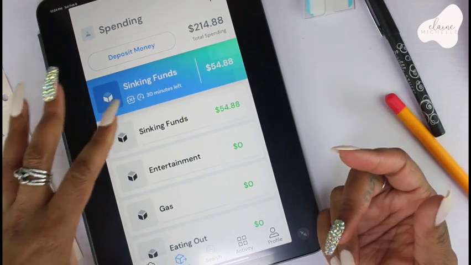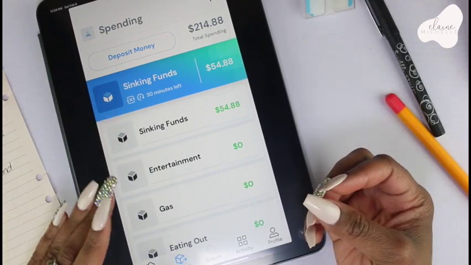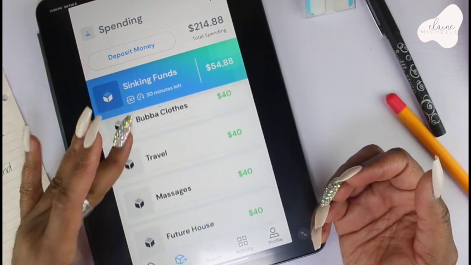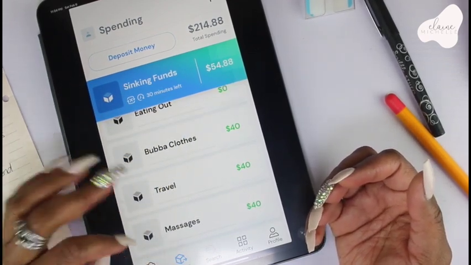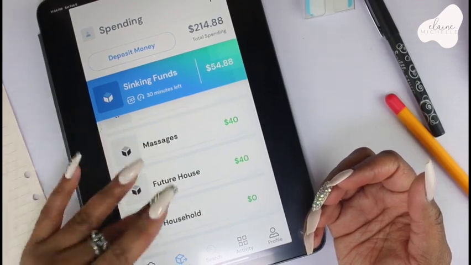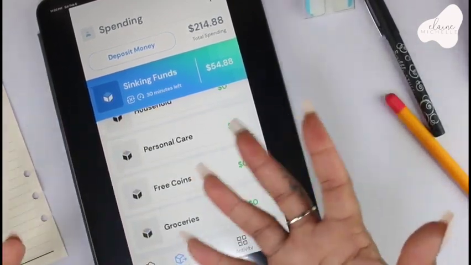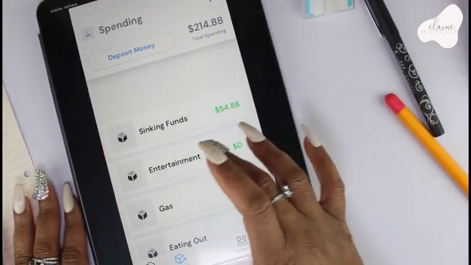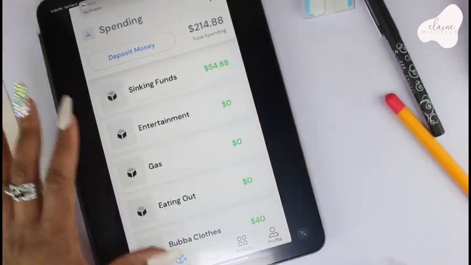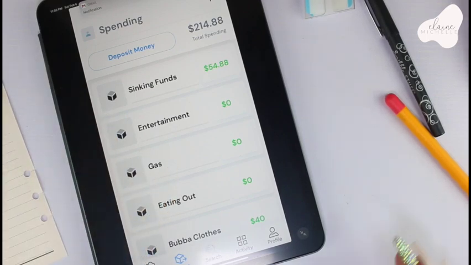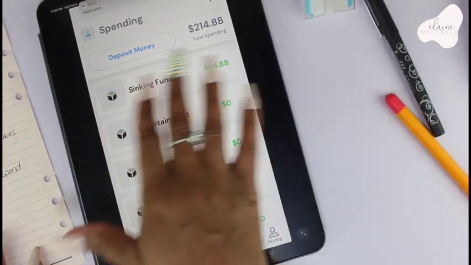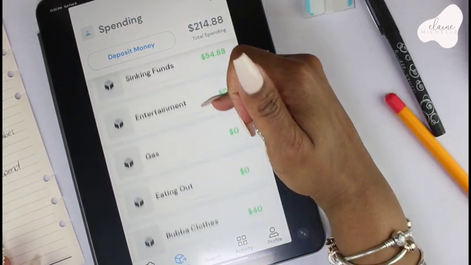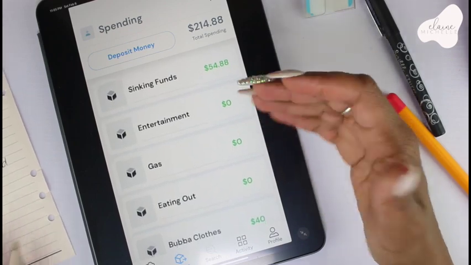Now, this sinking fund is like a basic one that I keep there. So what I would do is take this $54.88 and I would divvy it out into like Bubba's clothes, travel, massage, my future house. I would just divvy all of that money up into there, and that would be how I would use it. Let me close this Qube. Sorry, guys. That would be how I would use that. So that's something I would get into, but this is like me closing out all my cash envelopes, and then now I'm going into my regular stuffing.